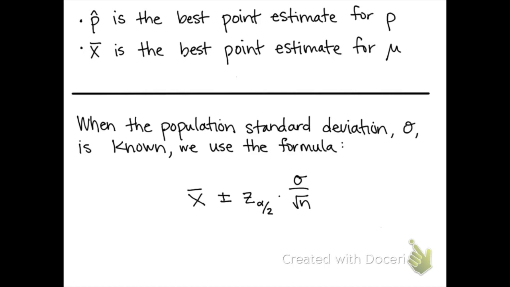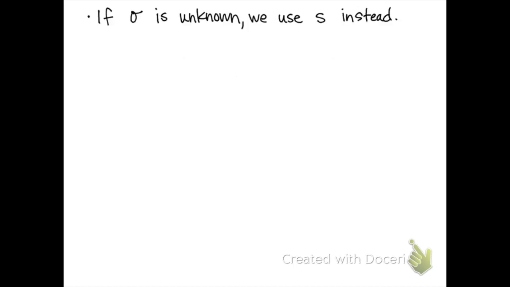The first formula is used when the population standard deviation sigma is known. This formula is x bar plus or minus the critical z-score times sigma divided by the square root of n. In reality, the population standard deviation sigma is generally unknown, so we will continue on with an example when sigma is unknown. If the population standard deviation sigma is unknown, we use s in place of sigma. Remember that s is the sample standard deviation.